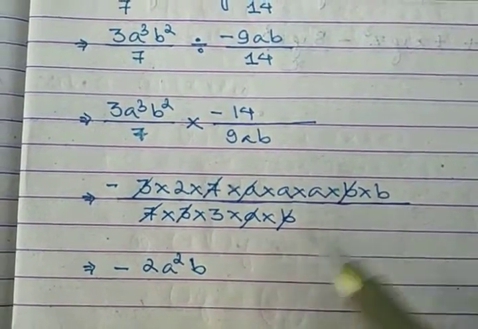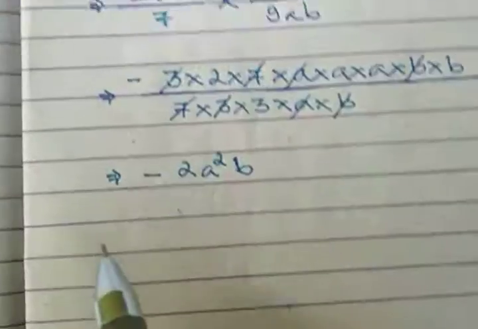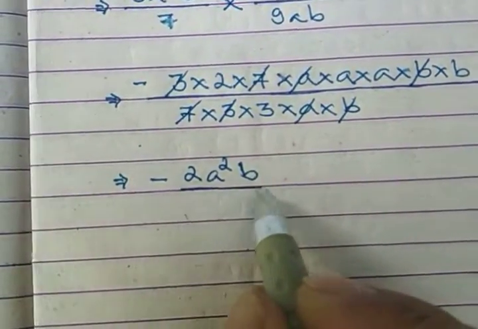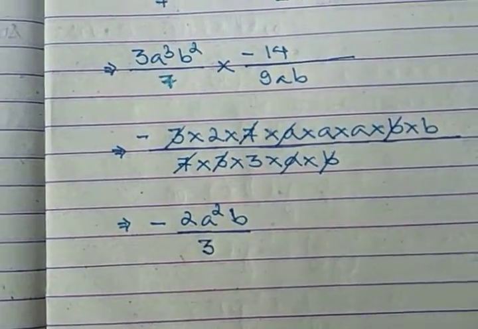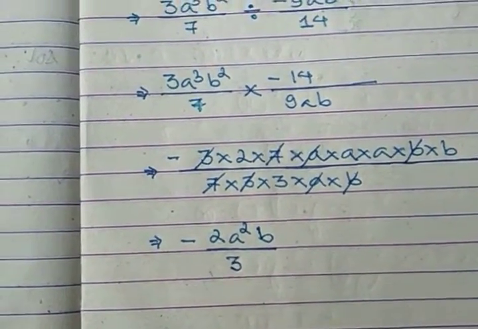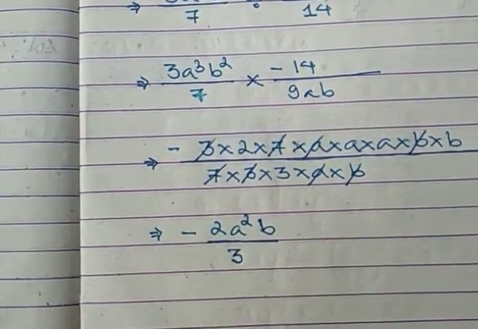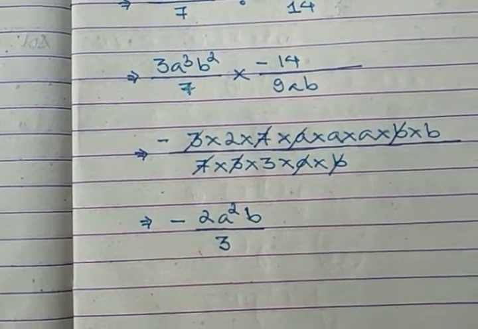So what's left? In the numerator, 2 a into a, that is a square, the negative sign is already there, and one b left. In the denominator, again a 3 is left, isn't it? So we placed a 3 in the denominator. Is it okay? So we are done here, isn't it? Because it's in the simplest fractional form now.